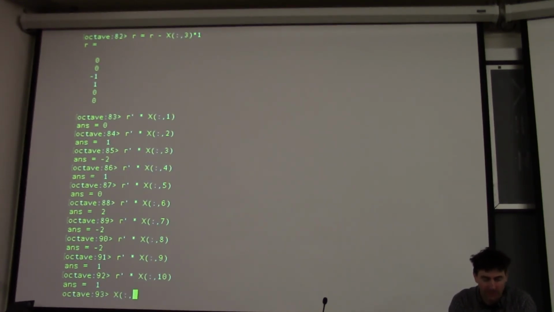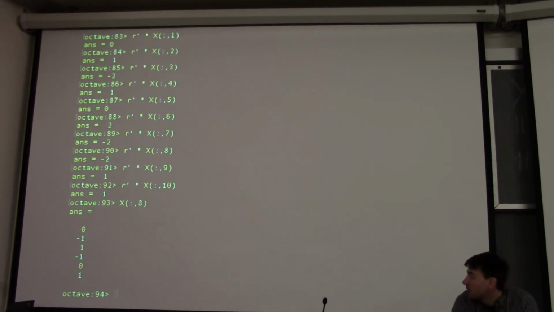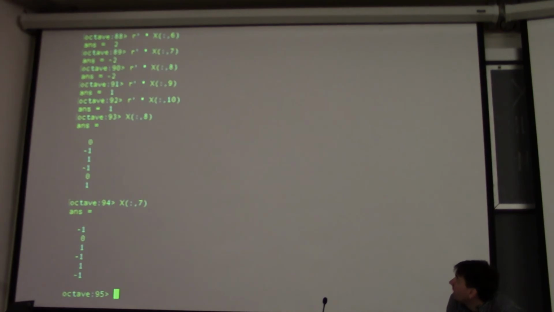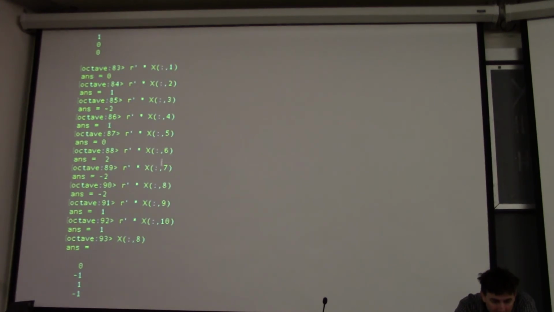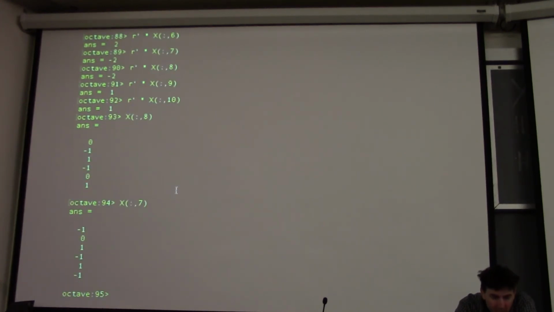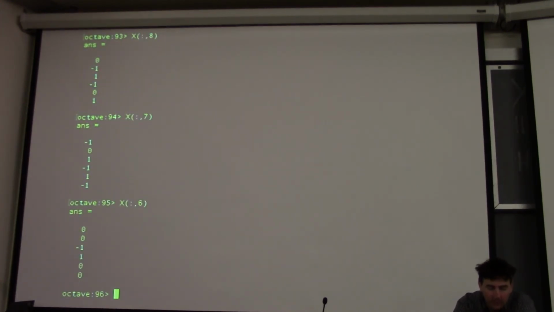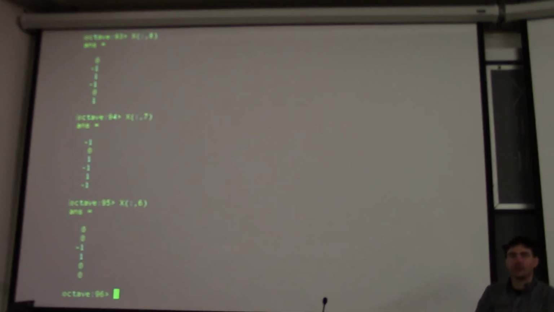So in general, I would pick them arbitrarily. Let's see what happens. 8. This looks like it's not really that sparse. Let's look at 7, which was also a good one. Let's see, what other ones did we have? 3, 6, 7, 8. Let's try 6. 6, oh boy, that one looks good.